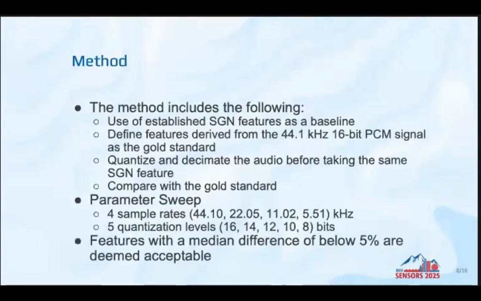The actual methodology for how I'm going to do this is I'm taking all the data that we've collected over those few months, and I will take the 44 kilohertz 16-bit PCM wave data, extract 3 different features from it, and then quantize and downsample the wave and extract the same features. And then compare the extracted features with the gold standard. This is going to be done at 4 different sample rates and 5 different quantization levels. And we've decided that a median difference of 5% is deemed acceptable.